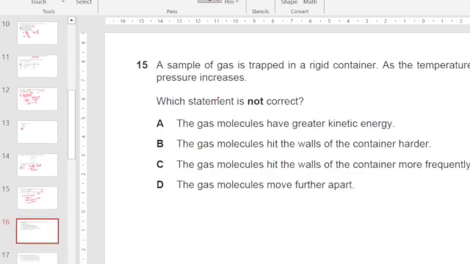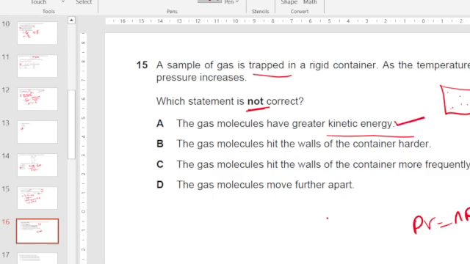And for the 15th question, a sample of gas is trapped in a rigid container. Okay, it's a rigid container, fully trapped. As the temperature of the gas is increased, the pressure increases, because we know that PV is equal to nRT, the ideal gas equation. Which statement is not correct? The gas molecules have greater kinetic energy. Yes, we know that. As the temperature increases, kinetic energy increases.